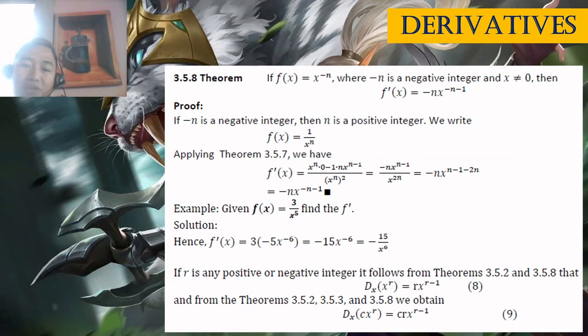So, another theorem, class: if f of x is equal to x to the power of negative n, so negative n, class, is a negative integer, and x is not equal to 0, then... Since x is not equal to 0, it should not be equal to 0, class, because 0 to the power of a negative number is undefined. So, that is the restriction, class, that x should not be equal to 0.